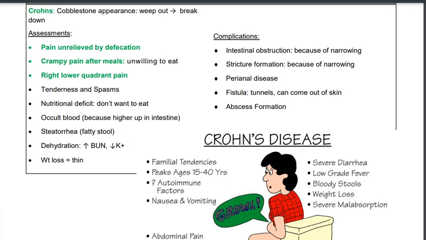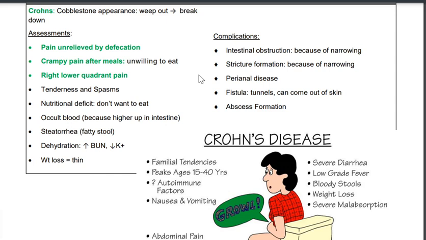Dehydration, because it's affecting the colon's job. One of the colon's jobs is to pull water back into the body. And so the BUN might be up because of the lack of fluid going back into the body, and potassium would be down. And they might lose some weight because they simply aren't eating.